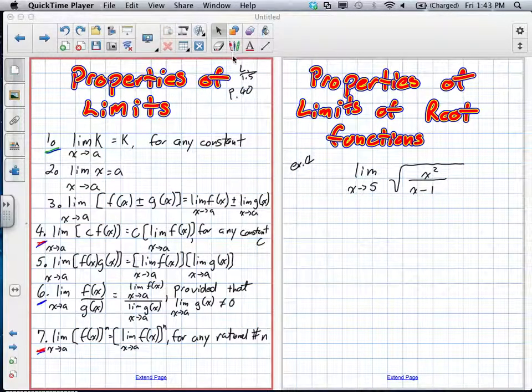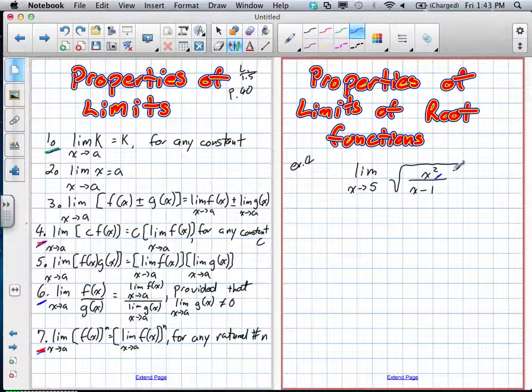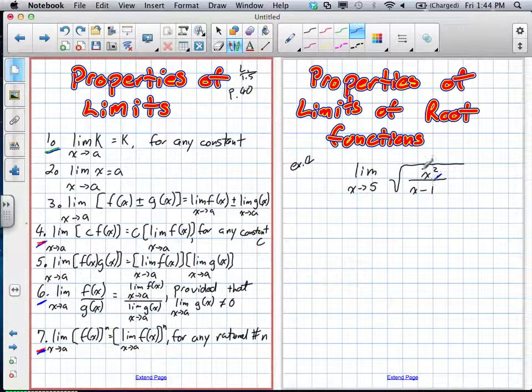Okay, properties of limits again. This time they've given us a root function. As from our previous examples, we'll quickly go over the rules. This is an exponent, so that's rule 7. We also have a division of two functions. That's going to be our rule 6.